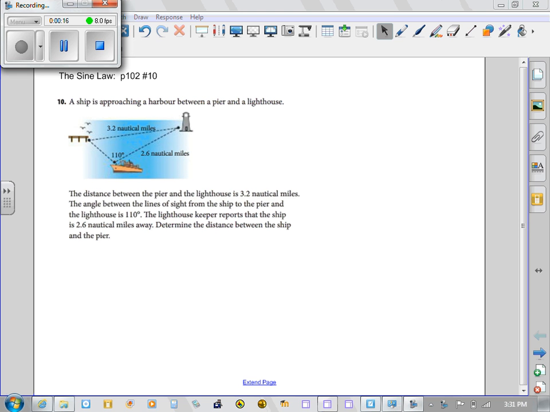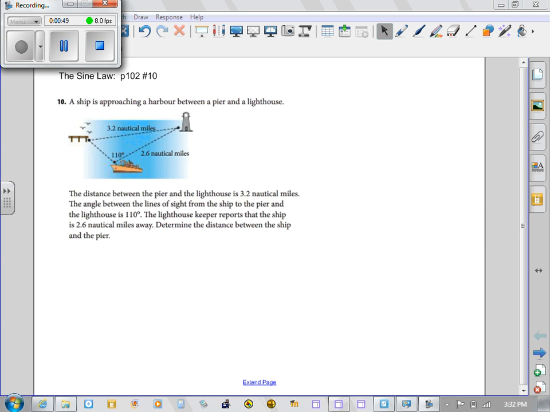So a ship is approaching a harbor between a pier and a lighthouse. The distance between the pier and the lighthouse is 3.2 miles, which you can see in the triangle. The angle between the lines of sight from the ship to the pier and the lighthouse is 110 degrees. The lighthouse keeper reports the ship is 2.6 miles away. Determine the distance between the ship and the pier.